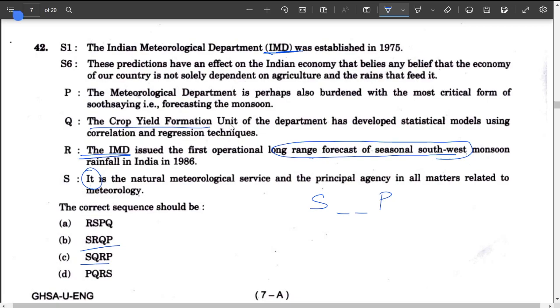That means it has introduced one program. The crop yield formation unit, which is the unit here? This unit of the department has developed statistical models using correlation. That means we have to go with R in the beginning and after that we have to use Q. So SRQP, that is the second option. Next.